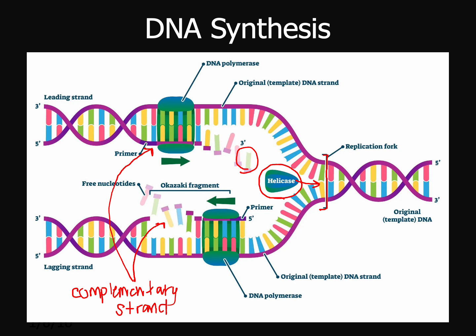DNA polymerase has directionality. It only moves in this 5' to 3' direction, so it's only adding nucleotides onto the 3' side. So we have 5' to 3', so it's only moving in the 5' to 3' direction. This DNA polymerase has to move in this direction in order to follow the rule of 5' to 3'.